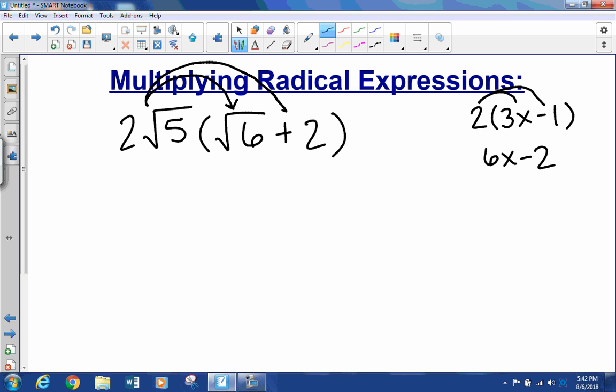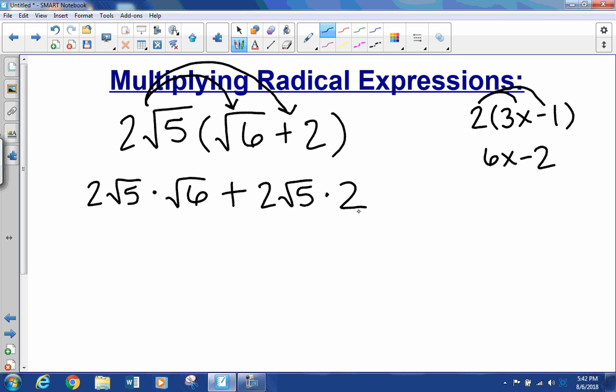And so if I write that out, I'm multiplying 2 root 5 times the square root of 6. And I'm also going to multiply 2 root 5 times 2. And since these are both positive, that would mean that this addition sign would still say plus. And again, 2 root 5 is multiplied by this 2. And so what we have now essentially is kind of 2 little baby multiplication problems that we can work individually at first.